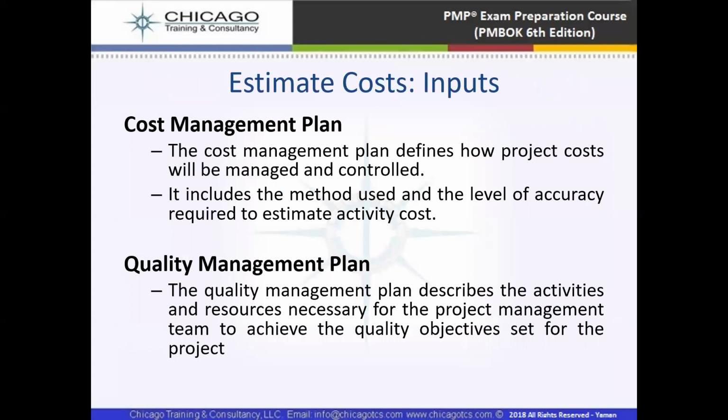Now, what are the inputs? Cost management plan. The cost management plan defines how project cost will be managed. So it will show us how the cost will be managed and how it will be controlled. It also gives us the level of accuracy to estimate activity cost.